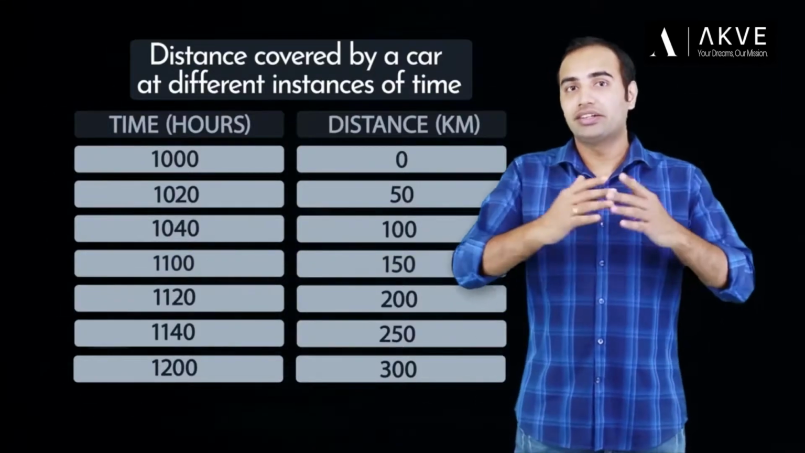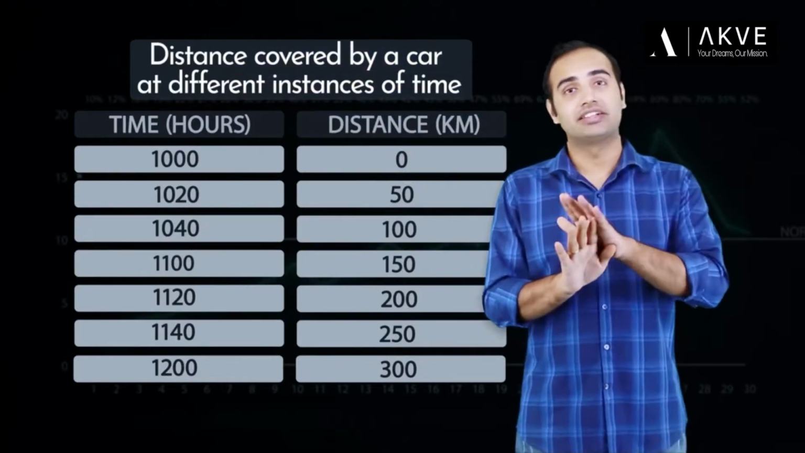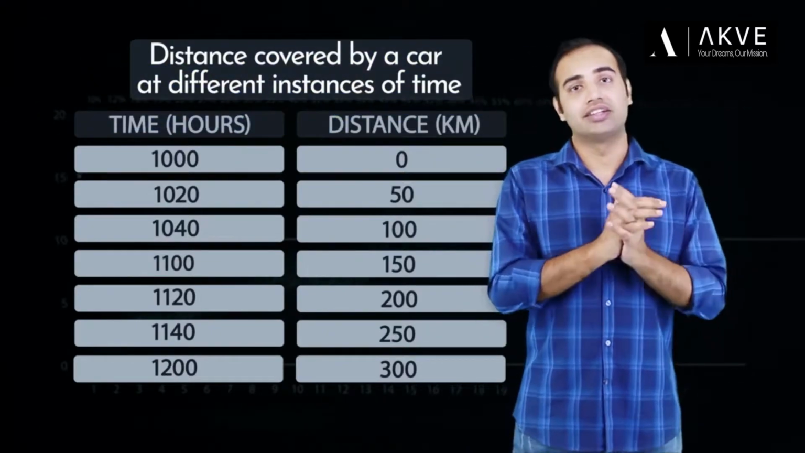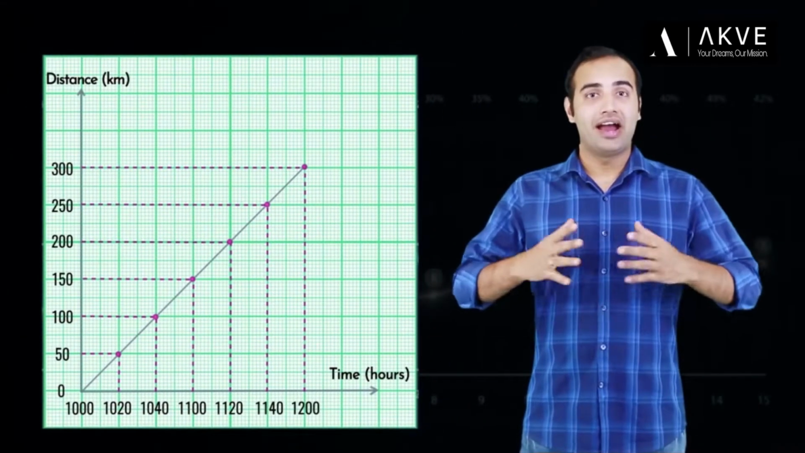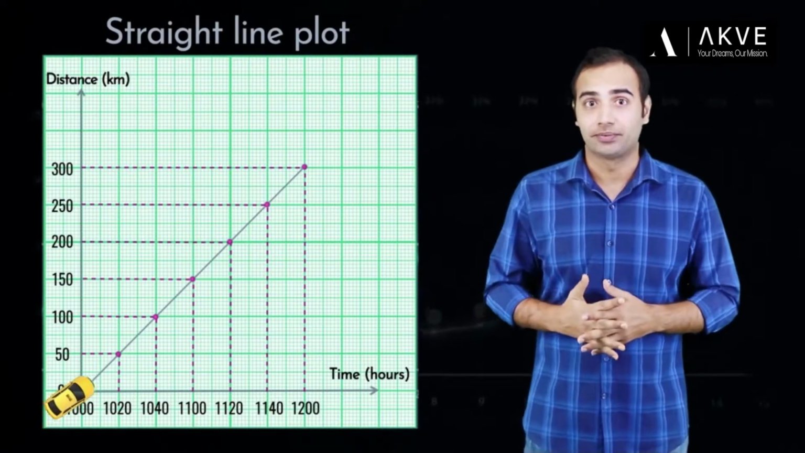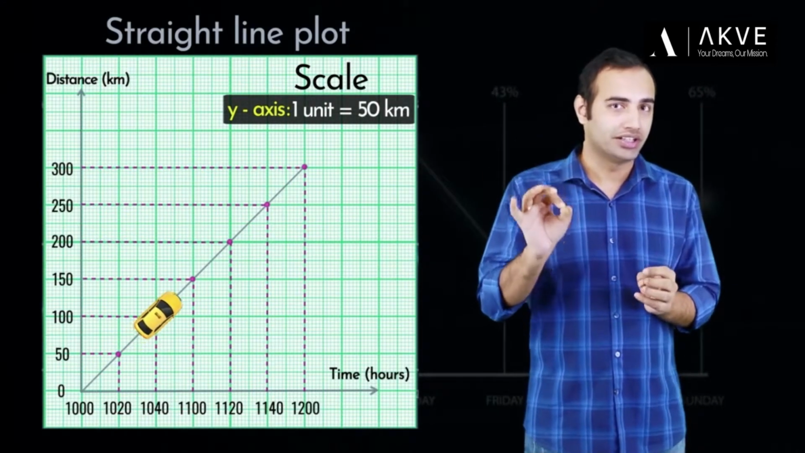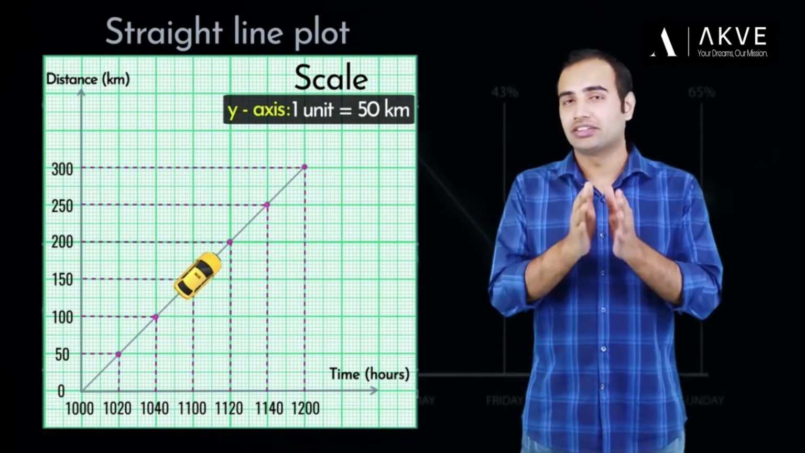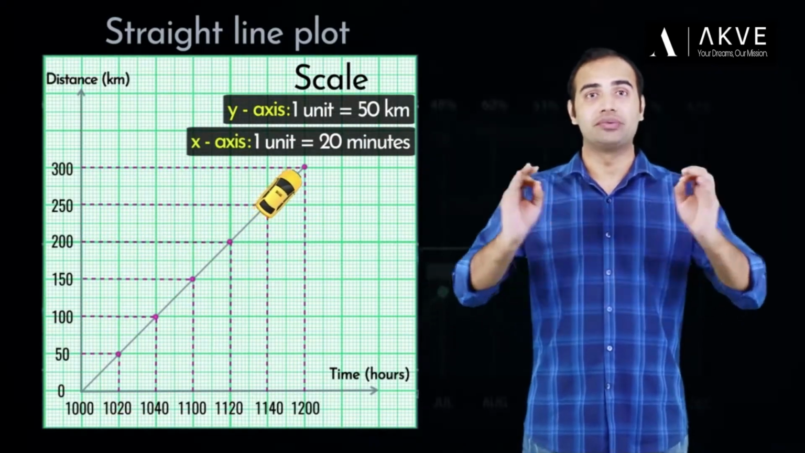So if I plot a distance-time graph by mentioning the distance values along the y-axis and the time values along the x-axis, the graph would look something like this. And as you can see, we've got a beautiful straight line plot over here. The scale that I've chosen along the y-axis is 1 unit equal to 50 kilometers, and the scale that I've chosen along the x-axis is 1 unit equal to 20 minutes.